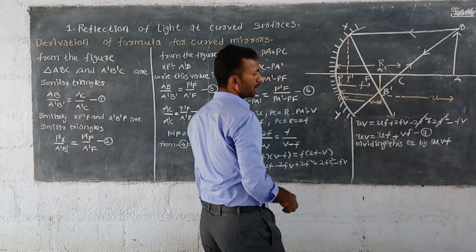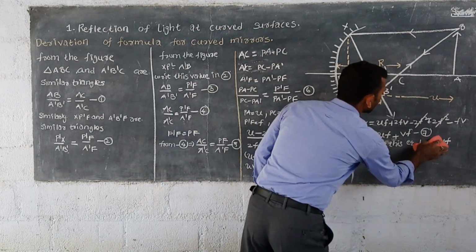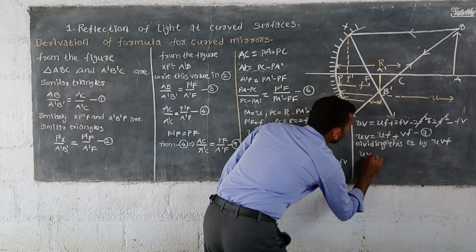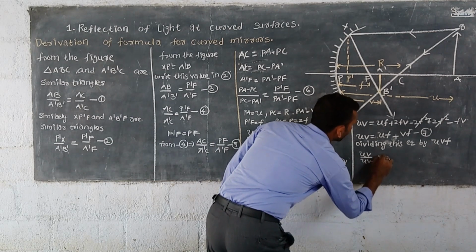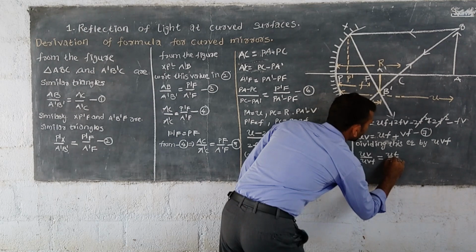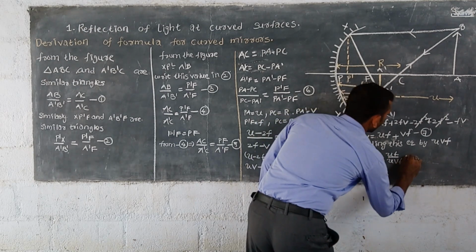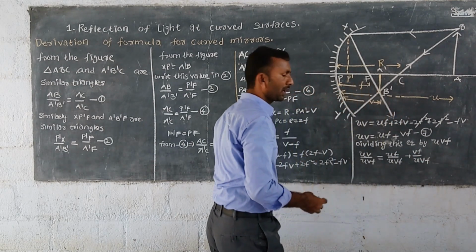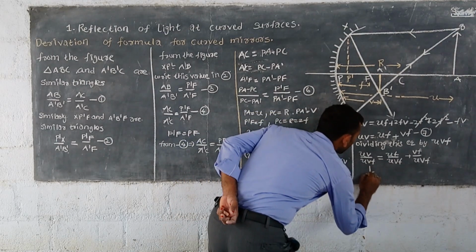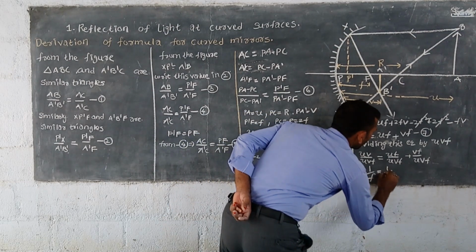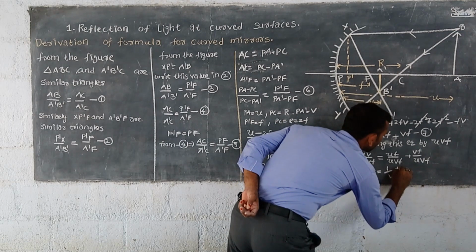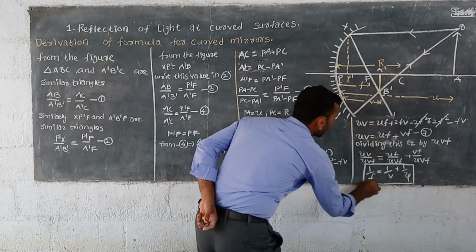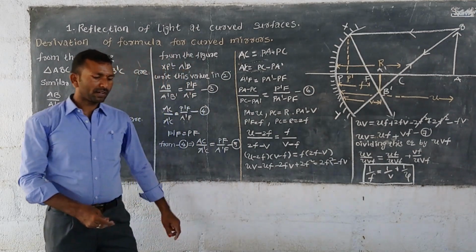Dividing this equation by UVF, we get UV by UVF equals UF by UVF plus VF by UVF, and finally we get 1 by F equals 1 by V plus 1 by U. This is the mirror formula.